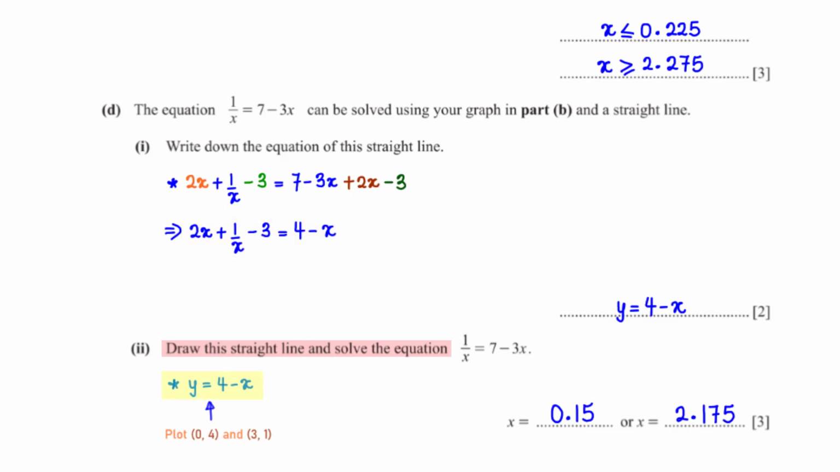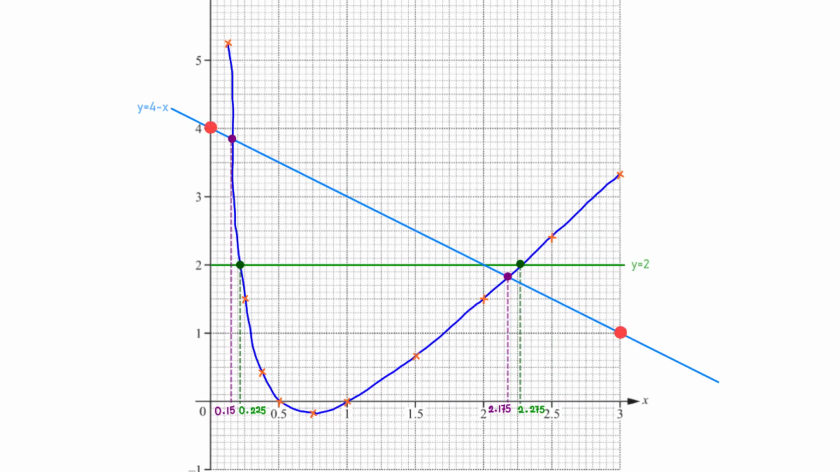To draw the line y equals 4 minus x, we need a minimum of 2 points on the line. When we plug in x equals 0 into the equation of the line, we get y equals 4. And when we plug in x equals 3, we get y equals 1. So on the grid, we plot the points (0, 4) and (3, 1) and connect the points with a straight line. The line intersects the graph at 2 points with x coordinates 0.15 and 2.175.